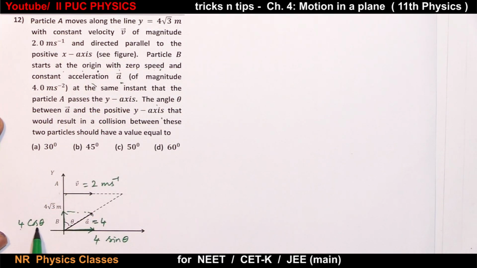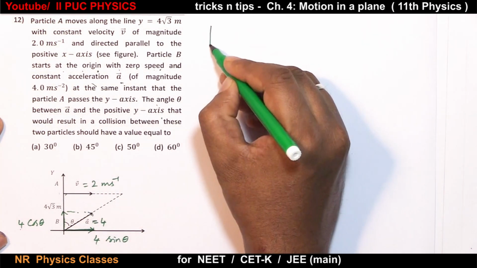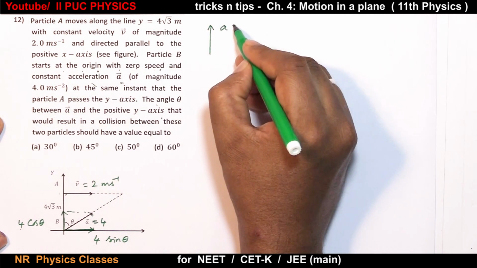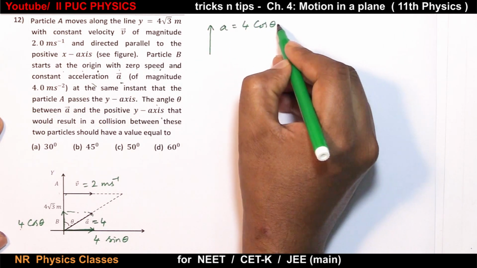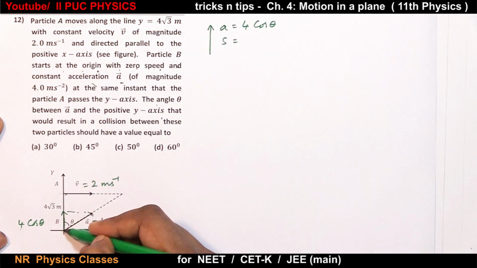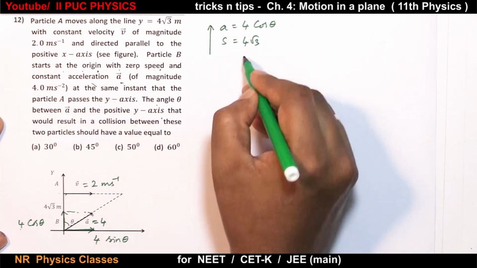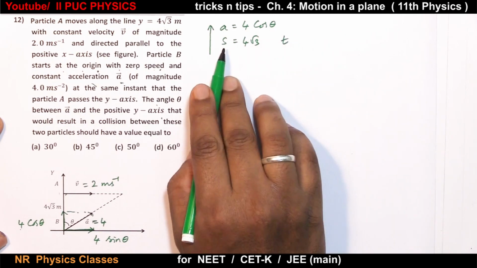Acceleration is 4 cos theta. So let me solve for y direction. Acceleration is 4 cos theta. Displacement to reach A is 4 root 3, in some time t.